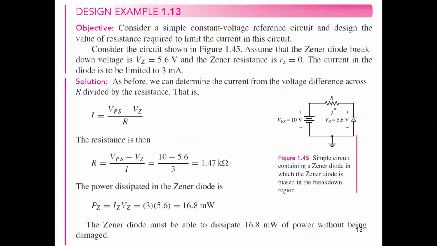So let's see this example together, guys. In this example, the objective is to consider a simple constant voltage reference circuit and design the value of resistance required to limit the current in this circuit. This expression, you will hear it a lot in your life in industry, which is reference volt or constant voltage reference. So we need to have a constant voltage reference in a lot of applications.